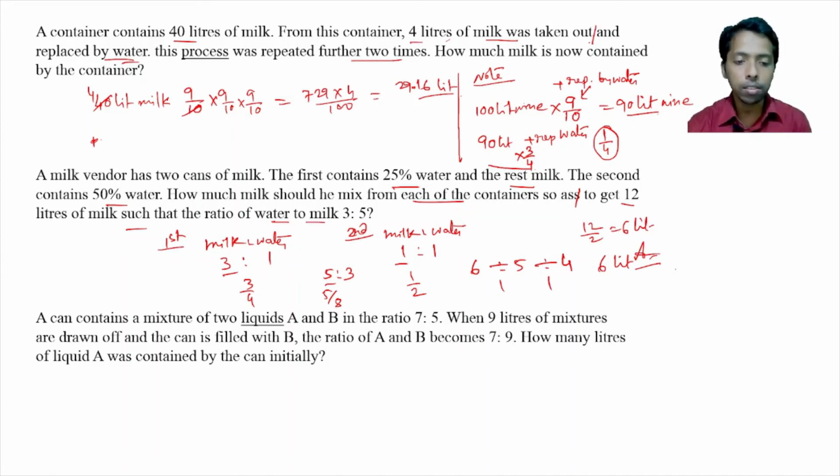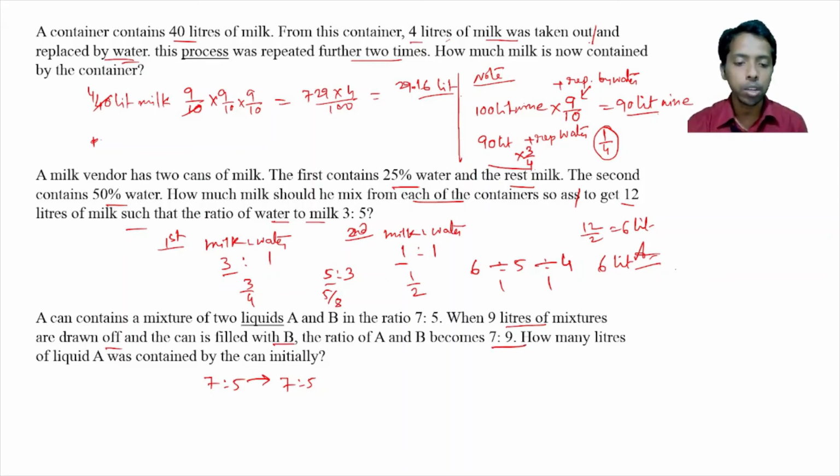A can contains a mixture of two liquids A and B in the ratio 7:5. Okay, so initially the ratio of the two liquids in the mixture, that is A ratio B, 7:5. After 9 liters of the mixture is drawn off, after drawing off some mixture, the ratio still be the same, there is no change at all, that means 7:5. Now then it's saying that the can is filled with B again. Now the ratio becomes changed to 7:9.